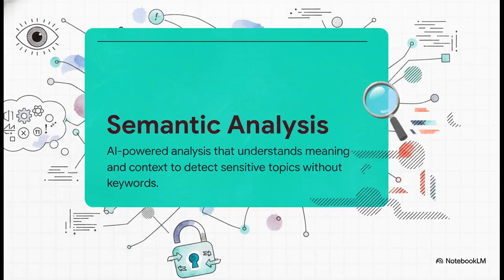analysis. Let's just zoom in on semantic analysis for a second, because this is a brilliant example of how we're using AI to police itself. It's not just looking for keywords, it's actually understanding intent. It's about context, not just words on a page.